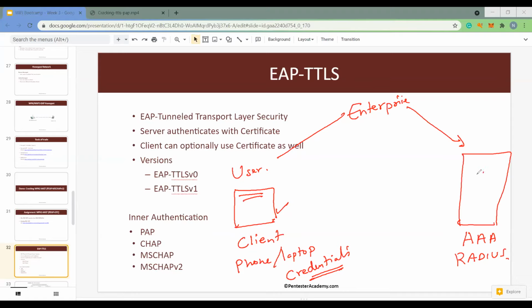So this AAA server is going to give its server certificate to this guy. This is the server certificate, right? That resides on this server. It also has the key for this server certificate. Now, validation of these server certificates, right? How to do that? So there are two ways.